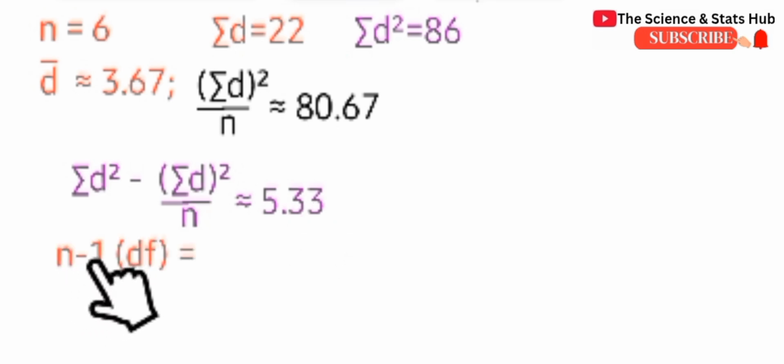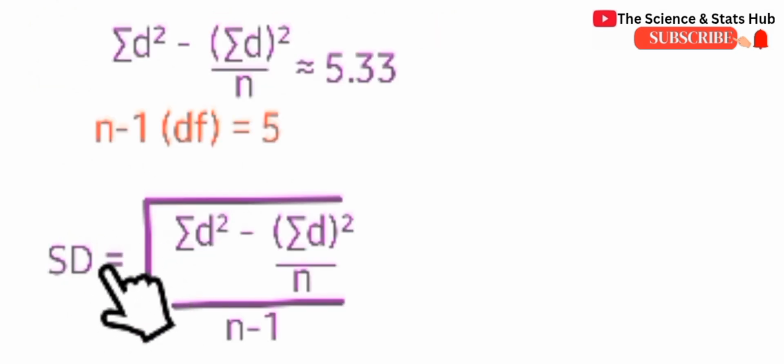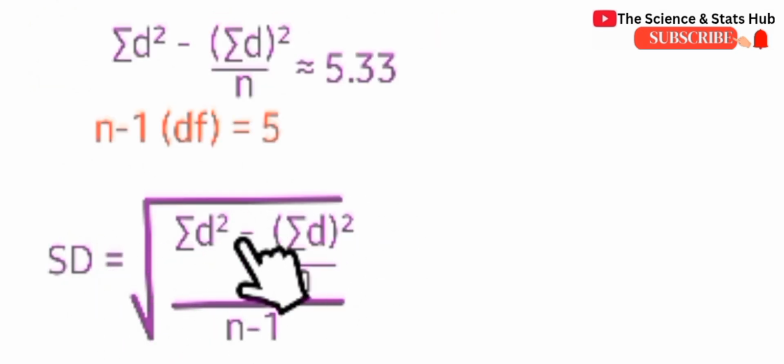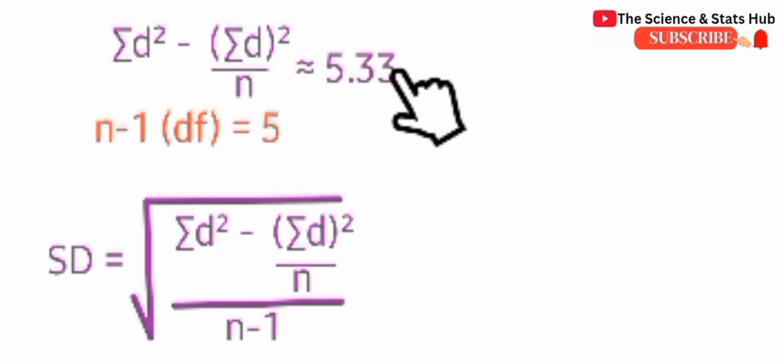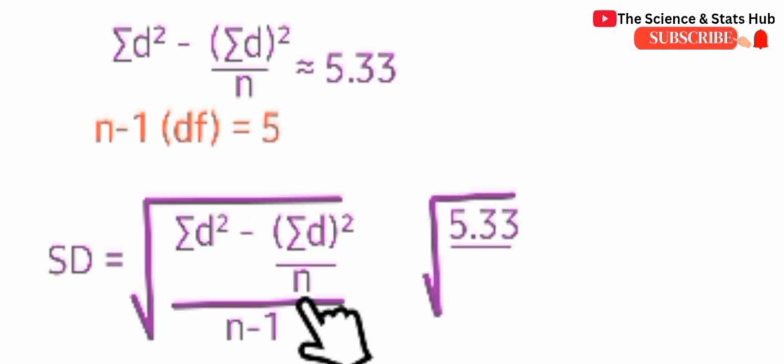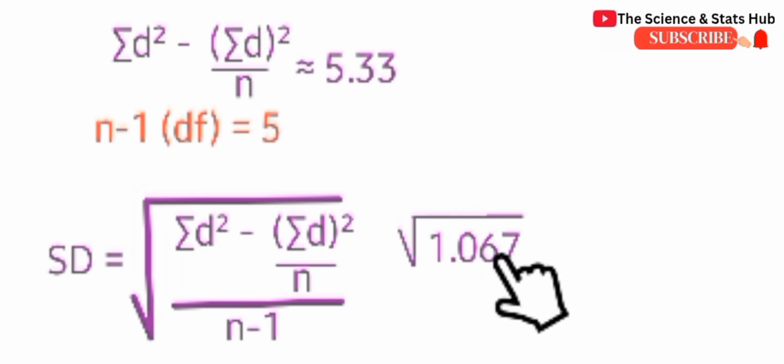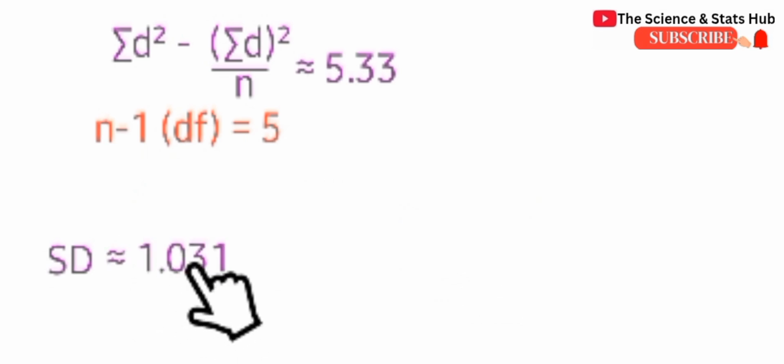Let's find n minus 1, which is the same thing as the degree of freedom. The n value is 6, minus 1. Now let's calculate the standard deviation of the difference using this formula: the square root of summation d squared minus summation d all squared over n, all over n minus 1. We got the value to be 5.33 over the n minus 1 value. So this value divided by 5 is 1.067. The square root of 1.067 is approximately 1.031.